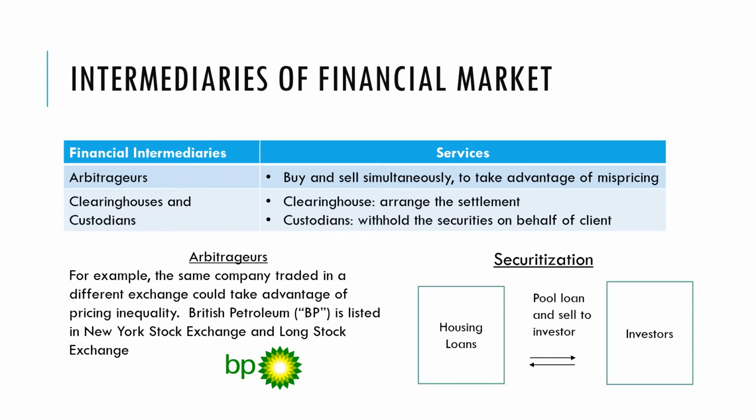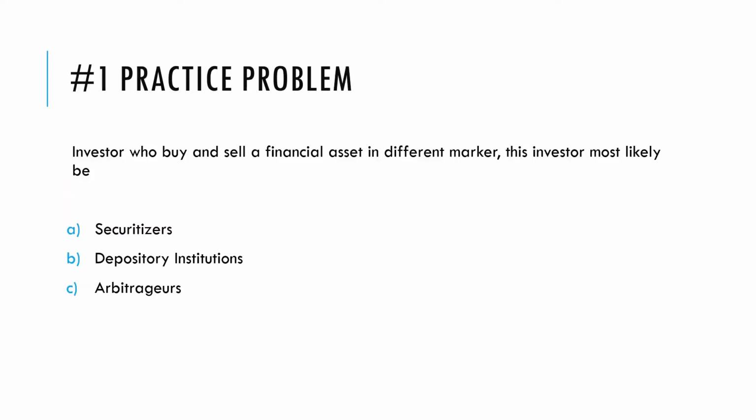In securitization, for example, borrowers borrow a loan from the bank to finance their housing. The bank, in turn, could securitize the housing loan into tradable securities and sell to investors. With more funding from investors, the bank could finance more housing loans. This type of question is to test your understanding of various financial intermediaries. Again, arbitrageurs buy and sell the financial asset in different markets to profit from the price differential.